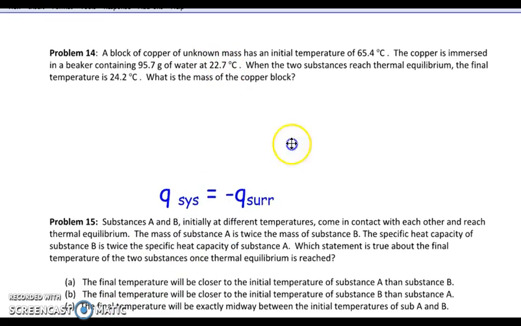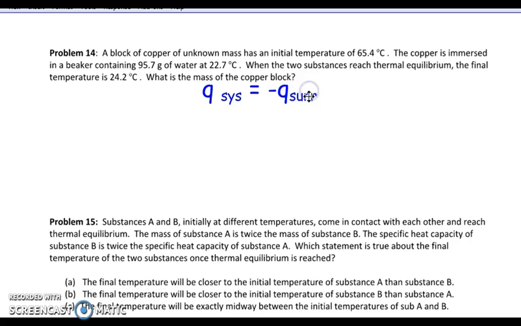So once again, we can use this. This is what we use when 2 things are in contact. The system is going to give off heat, the surroundings is going to gain heat, and again, we need that negative sign to show the math works. So I'm going to make copper my system and my water the surroundings. Hopefully that makes sense to you. So now I can substitute this MC delta T of both substances. The left-hand side is going to be dealing all with the copper. The right-hand side is going to be dealing all with the water.